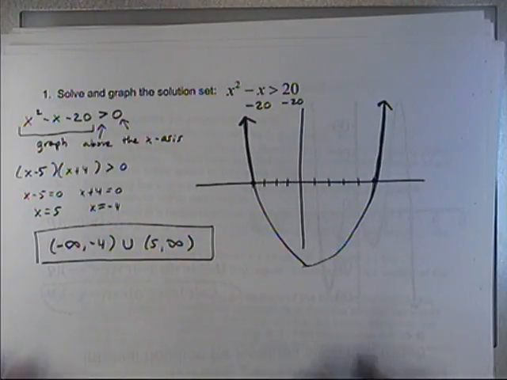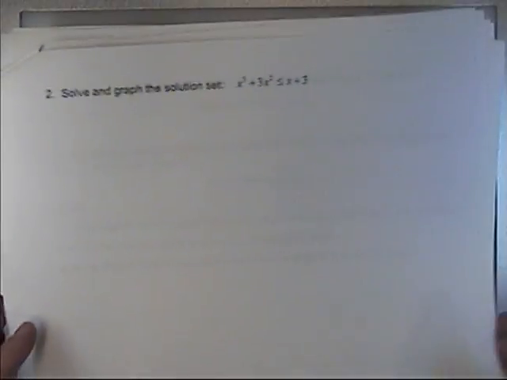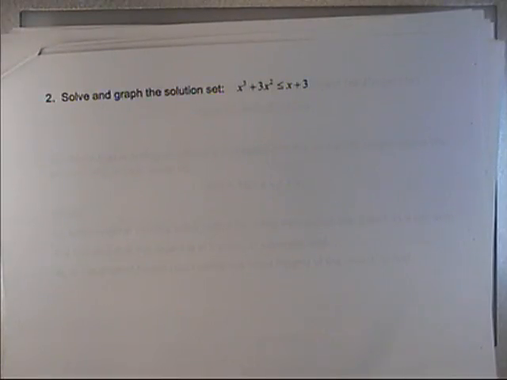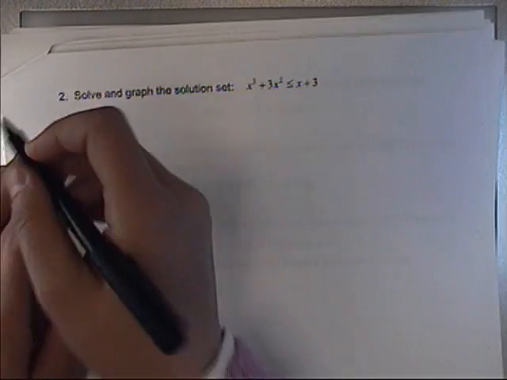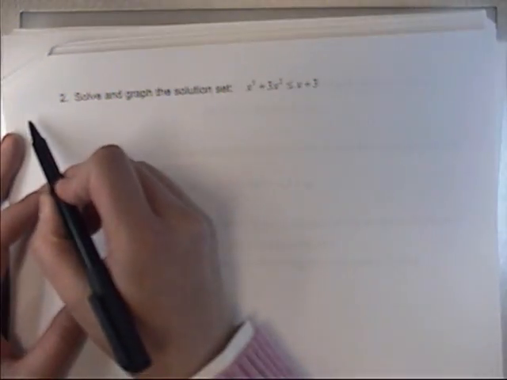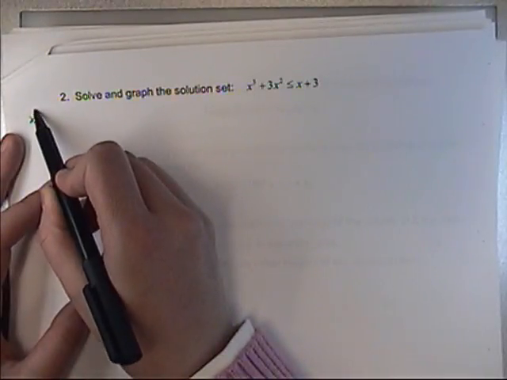Now sometimes things get a little bit more tricky. We're going to do one more example here. This is a third degree polynomial. I know it looks scary, but it's actually not too bad as long as you can factor things fairly well. So again, we got to have a 0 on one side of my polynomial inequality.